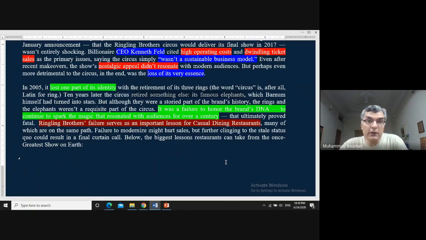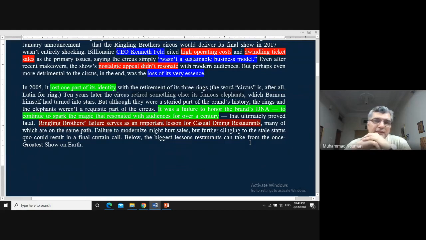Because the elephants were a major part of their historic identity, or the way their shows were perceived by their audience. However, in this handout, the author argues that even though they had retired their elephants and gotten rid of the concept of the three rings, which were a key component of their identity, that was not really the reason for their failure. It was more about the failure to honor the brand's DNA.